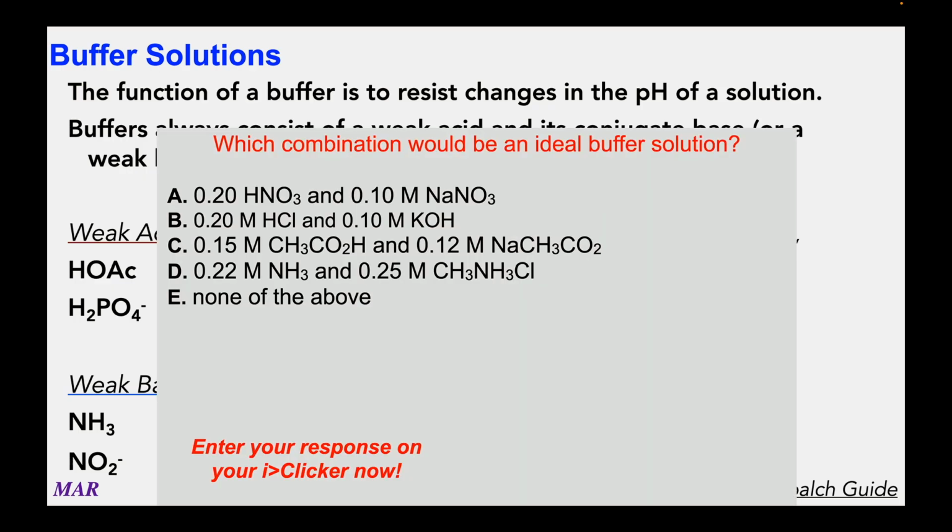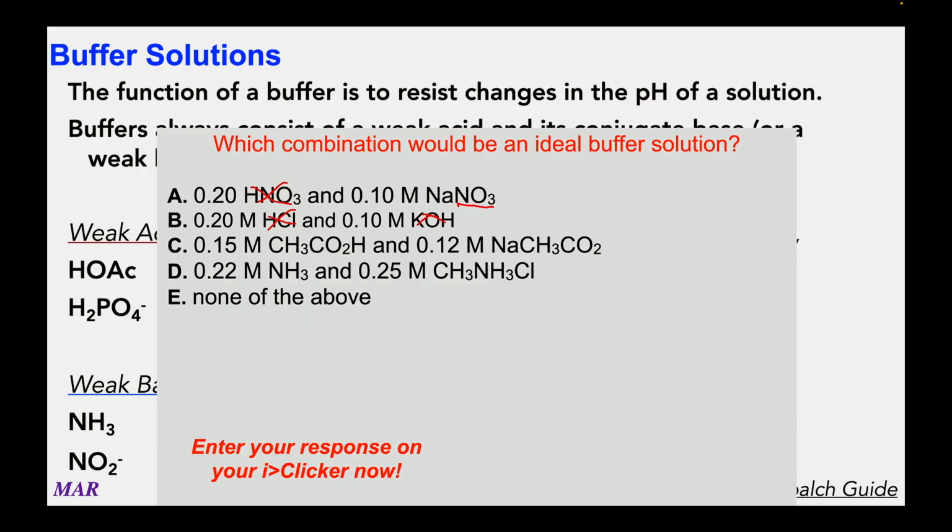Again, a buffer needs to have a weak acid and its conjugate base or a weak base and its conjugate acid, and certainly no strong acids and strong bases. I'm hoping that you're seeing that there are lots of strong acids and strong bases in there. For example, HNO3. That's not going to work. HNO3 is a hunter killer. It won't hang out with its conjugate. Nitrate is a conjugate, but it's not going to work. No strong acids, no strong bases. HCl and KOH are strong, so they're both out. That's not going to work.